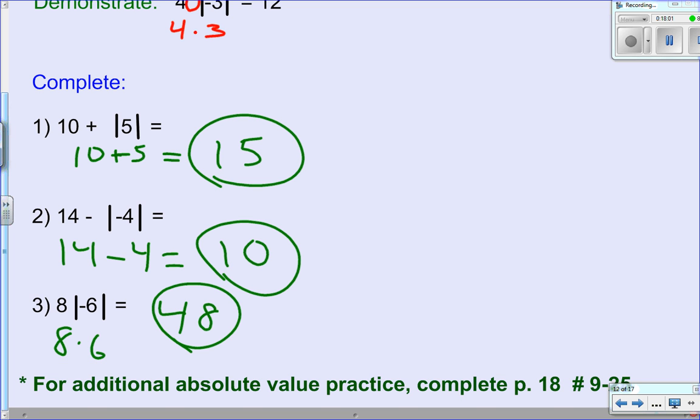That is absolute value. If you feel like you need additional help with absolute value, please head to page 18, numbers 9 through 25, and have Mr. Baker or myself go through those practice problems with you.